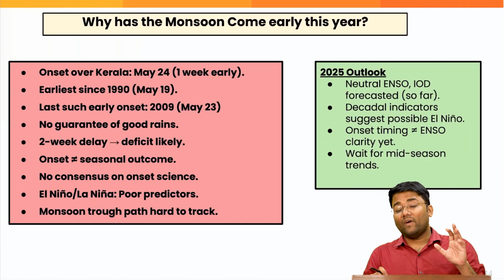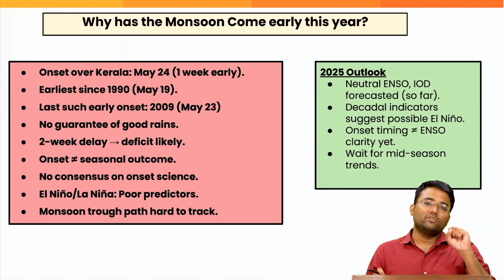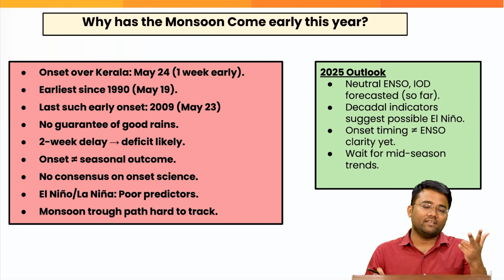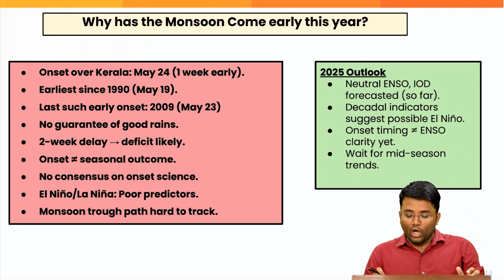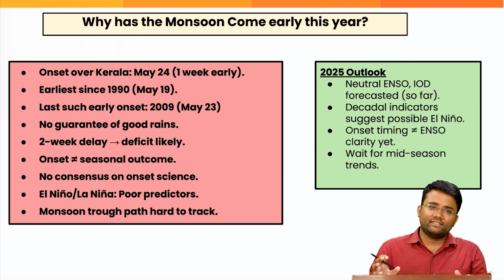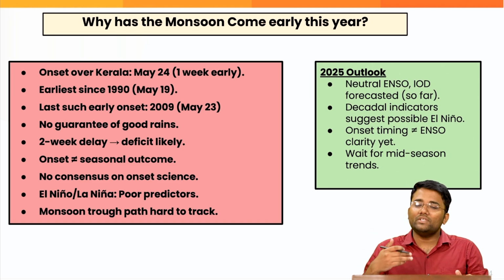But there are various factors which are impacting the monsoon. For example, El Nino Southern Oscillation is there, under which El Nino and La Nina are there. Indian Ocean Dipole is there. So as of now, we do not have a clear understanding about the monsoon as a whole and how exactly the monsoon is doing.